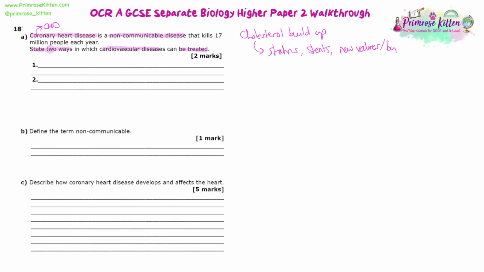So we just need to give a description of each. Or you can talk about lifestyle changes, obviously, so reduce or increase exercise. So we just need to pick 2 of these. So I'm going to go for statins and stents, and we'll look in the mark scheme about all the different options you can have as well.